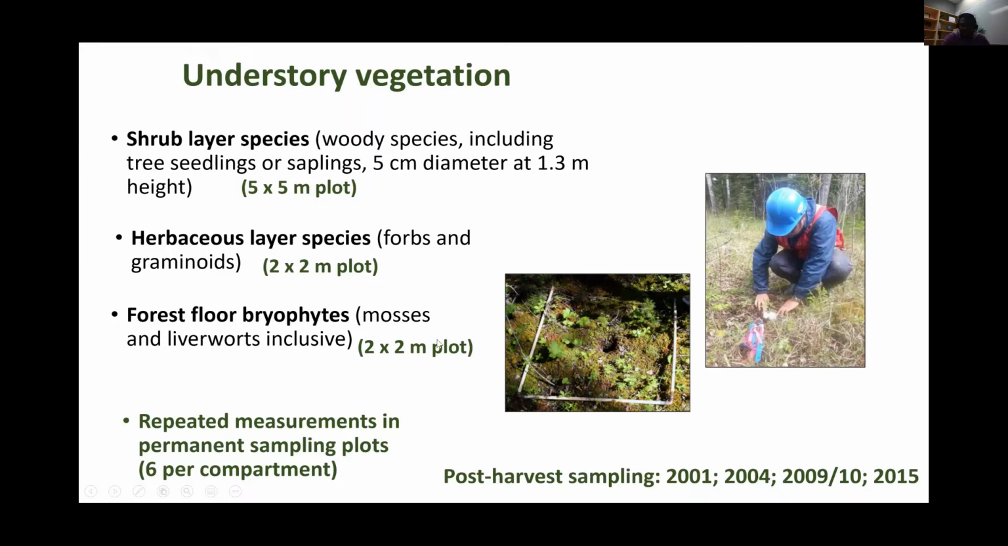For lichens, we did not have sufficient data to include in this specific analysis. And these measurements are repeated over time. So we have repeated measurements because these are sampled in permanent sample plots. There are about 6 sampling plots per compartment. A compartment is about 10 hectares in size. And the post-harvest sampling years were 2001, 2004, and the latest about 2017. So we have a gradient in time as well: 3 years, 6 years, 11 years, 17 years post-harvest.